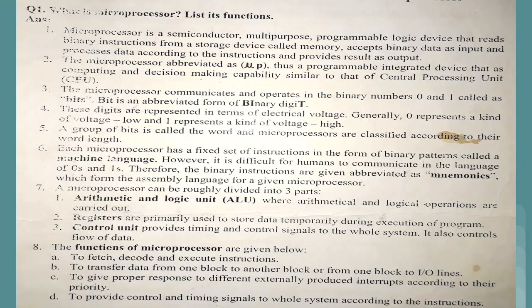So this is our second function of microprocessor: to transfer the data from one block to another block, or from one block to input output lines. Then the next function of microprocessor is to give proper response to different externally produced interrupts according to their priority.